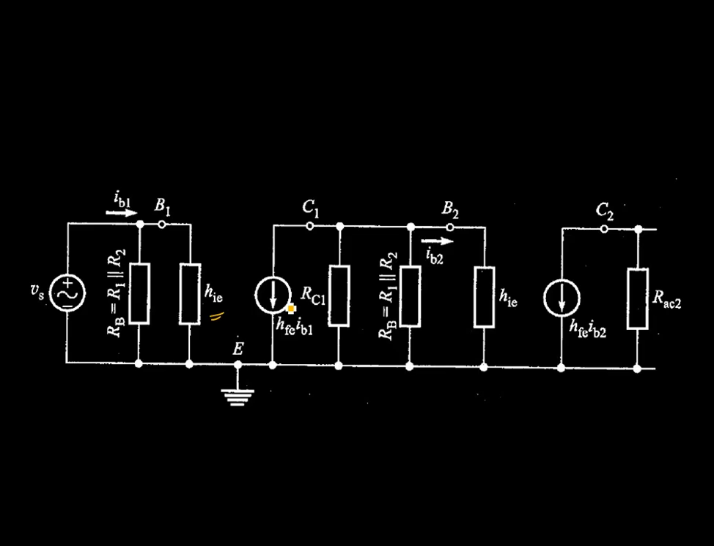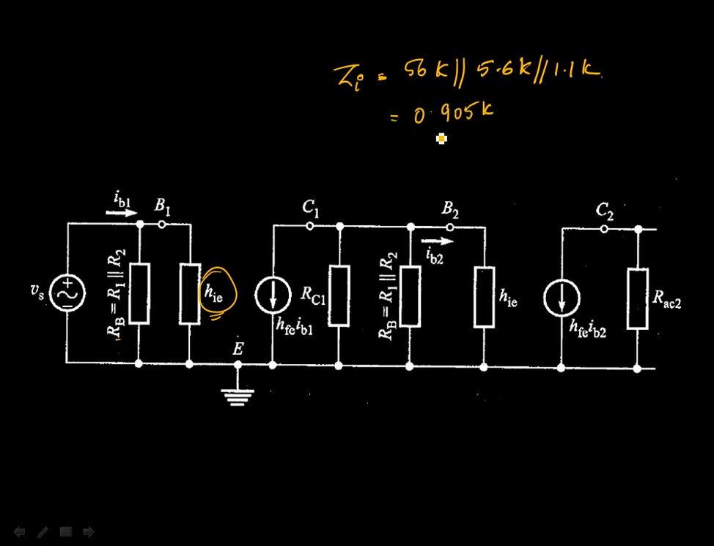Now how will you find out ZI? What is coming in parallel? ZI, here you have RB parallel to HIE. So ZI is a parallel combination of 56K parallel to 5.6K parallel to 1.1K. What is 1.1? This is HIE. So this value you will get as 0.905K, which is close to this 1.1K. So that is the input impedance of this two-stage amplifier.